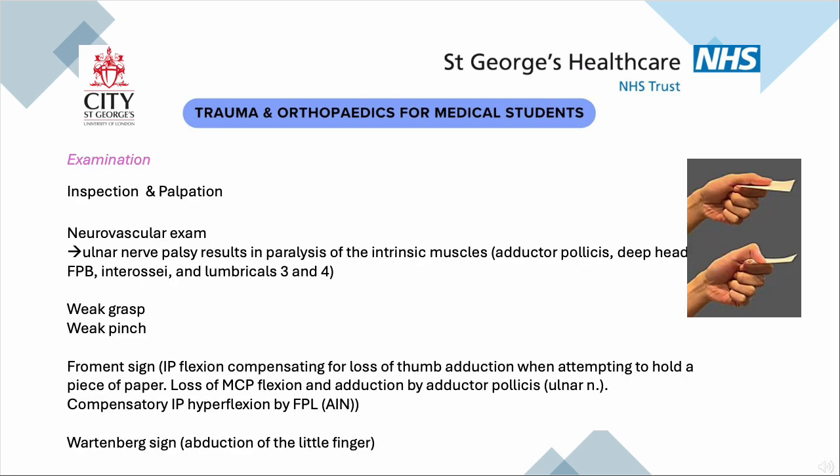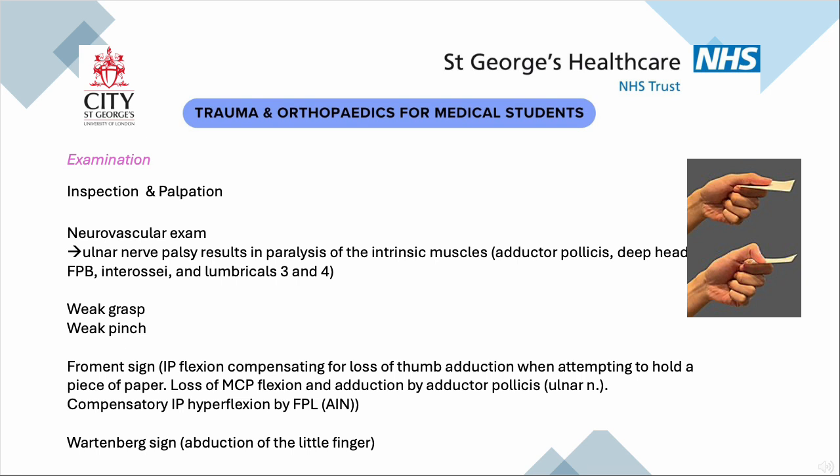Examination, just like the carpal tunnel, is inspection and palpation. You may see wasting of the hypothenar muscles or the interossei, particularly the first dorsal interosseous. They may have a weak grasp and a weak pinch. The more specialist test you can do is Froment's sign, as you can see in the picture.